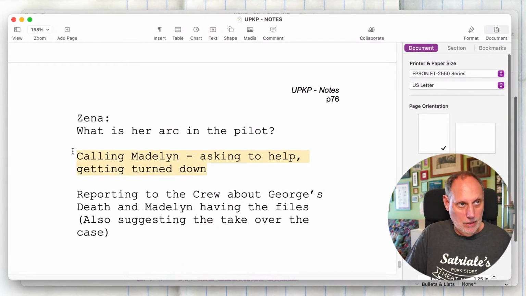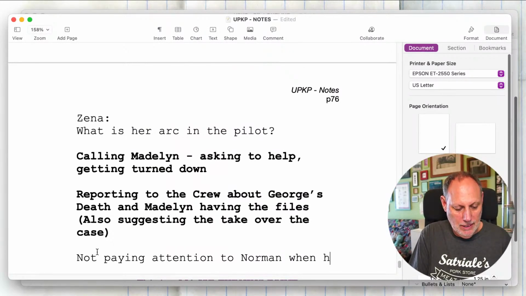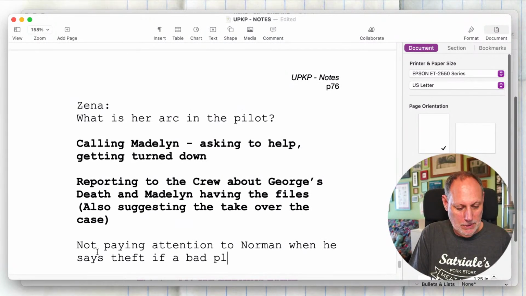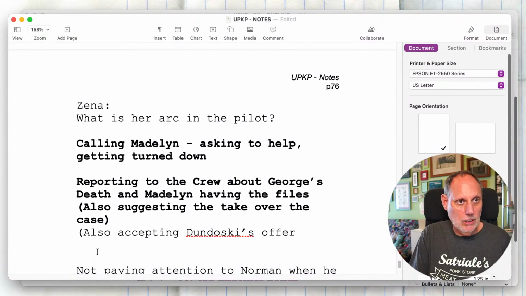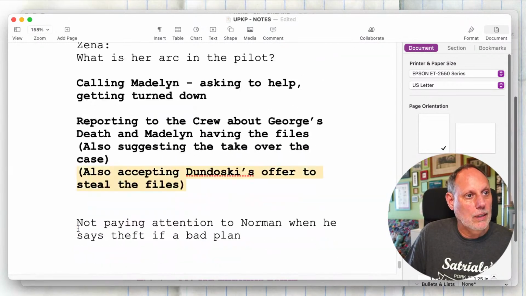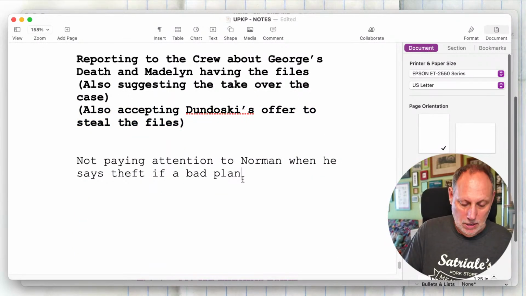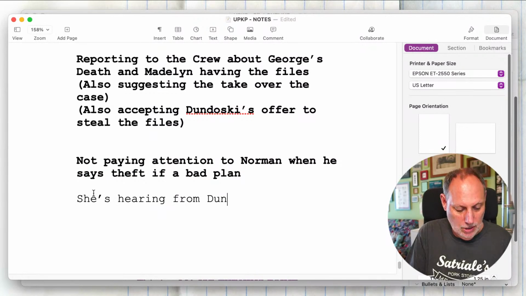So first we have that, and then we got that. Then not paying attention to Norman when he says theft is a bad plan. Actually, that means also accepting Dundosky's offer to steal the files. Okay. Then she is dissing Norman. And then she's hearing from Dundosky that Norman blew up the plan.